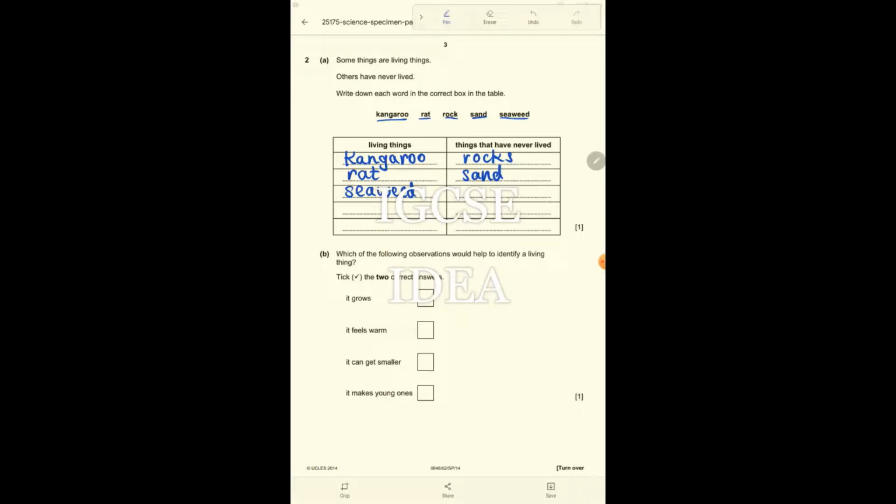Which of the following observations would help to identify a living thing? Take the two correct answers. It grows? Yeah, all living things grow. It feels warm? No, that's the wrong statement, as cold-blooded animals such as chameleons or fish don't feel warm, but they grow. It can get smaller? No way. It makes young ones? Yeah. So they told us to pick two, and that's what we have done.